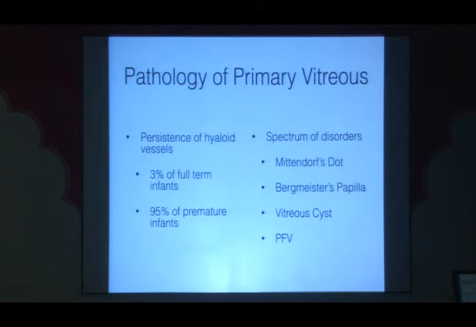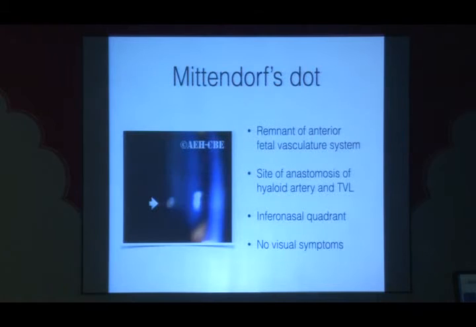Because of the pathology in these structures undergoing involution, persistence of hyaloid can be seen in almost 3% of full-term infants and almost 95% of premature infants. The spectrum encompasses Mittendorf's dots, Bergmeister's papillae, vitreous cyst and the persistent fetal vasculature. Mittendorf dots are nothing but a remnant of the anterior fetal vascular system.